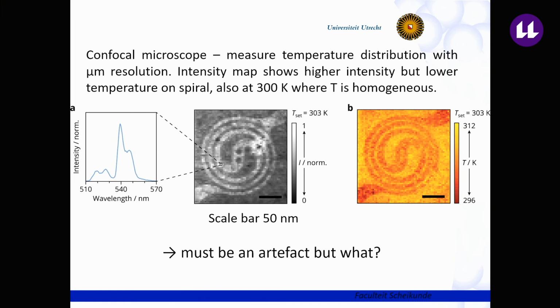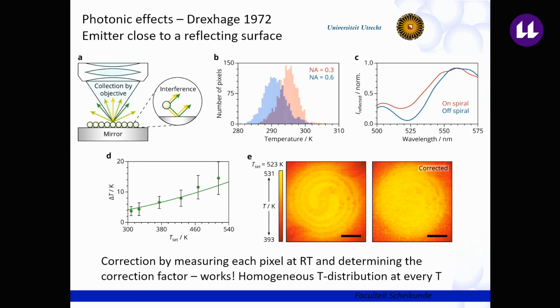So this is just the emission spectrum of one of those spots. And we can go down to spots of a micrometer by a micrometer. In this emission spectrum that you measure, you see that on the metal heater the intensity is higher, but the temperature that you get is smaller. So that has to be an artifact, but what?